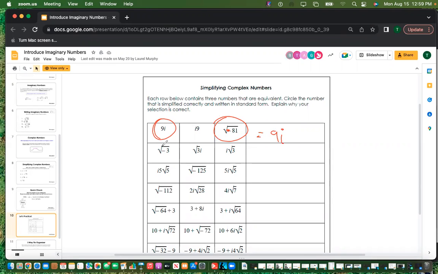On the next one, we have square root of negative 3. If we simplify that, that's going to give us i square root of 3. You don't want to write the i at the end like this middle one is. That's wrong. So I want you to take a moment and try these next 4, and then we're going to go over the answers in just a second.